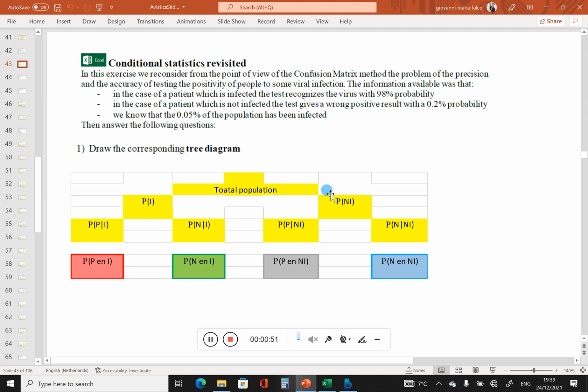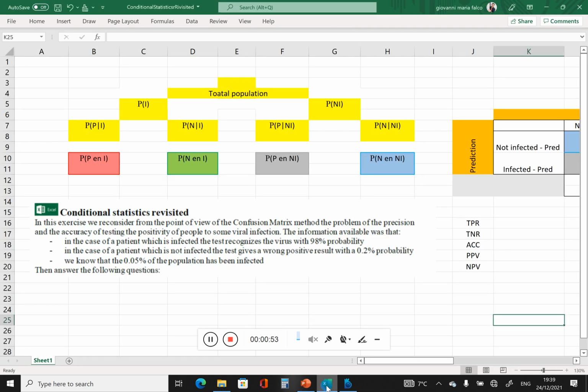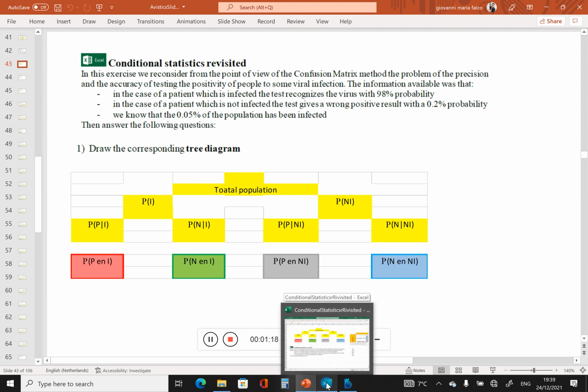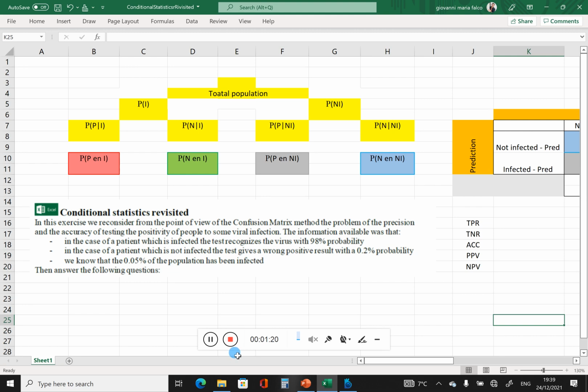Okay, so the exercise starts with the first question, which is just to draw the tree diagram. There is some information given about some diagnostic test. We can detect a viral infection, and the information is given here. So basically, you already did this. We have to fill in the probabilities.